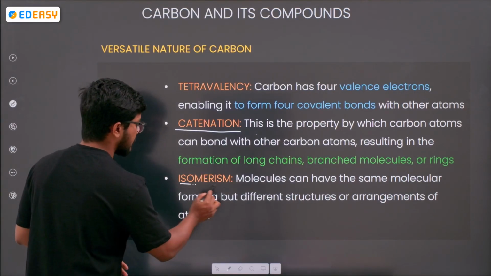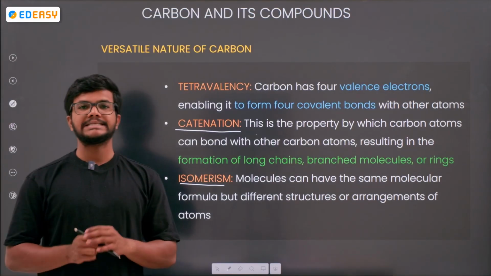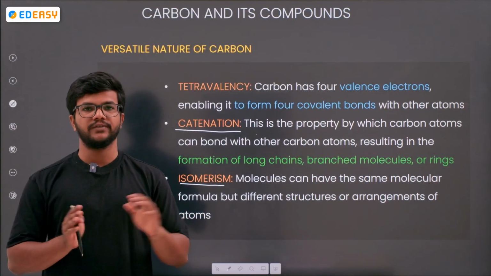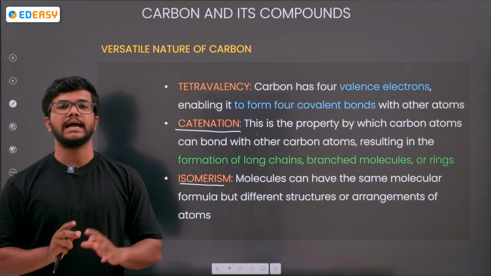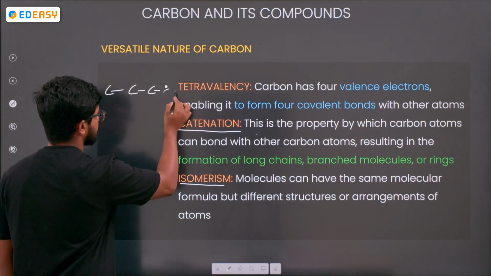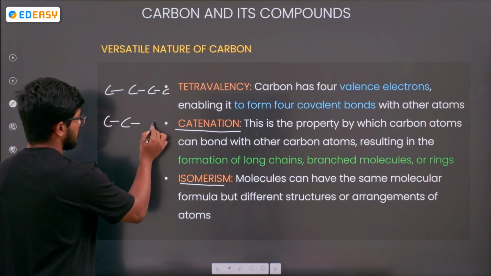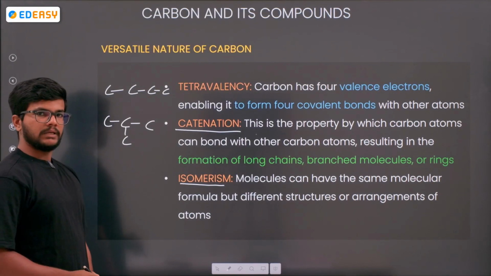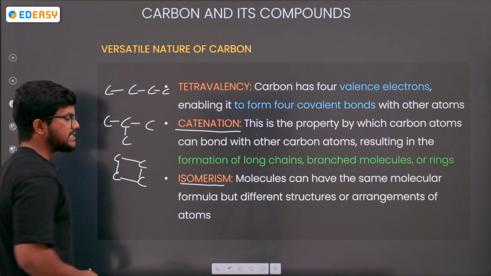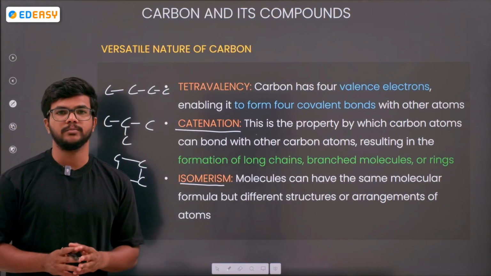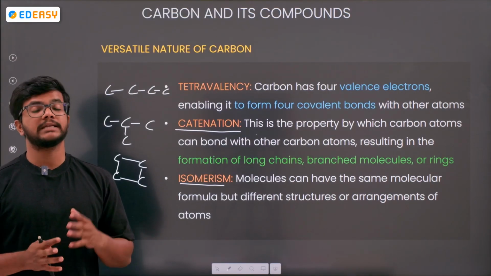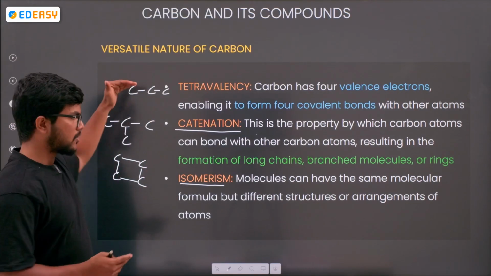Next is isomerization. What is isomerization? Same molecular formula of the carbon compound, but different in the chain formation. Different in the chain, different in the structure is called isomerization. Let us assume there are 4 carbons in a linear chain. In another, there will be a branch, or else it can be cyclic. So this type of structures are called isomers. So same molecular formula but different structures is called isomerization. The process is called isomerization. These are called isomers.